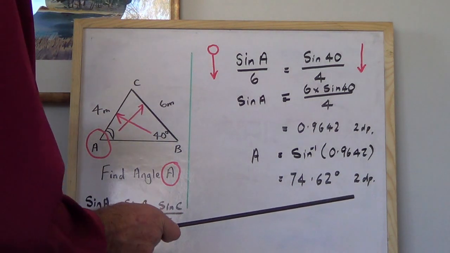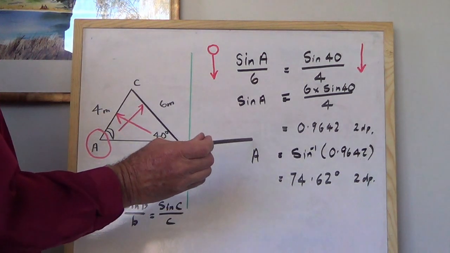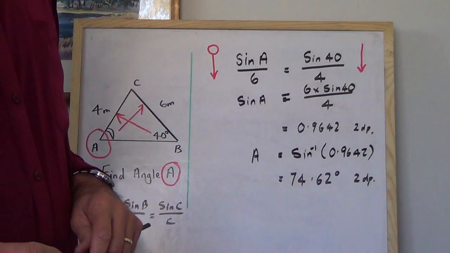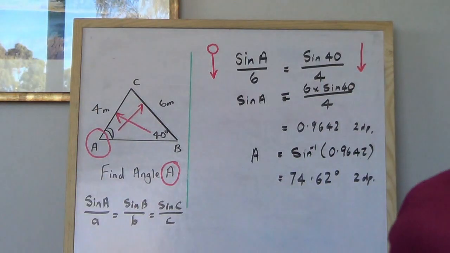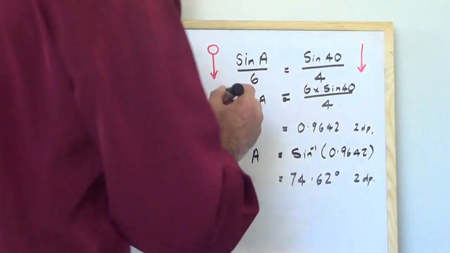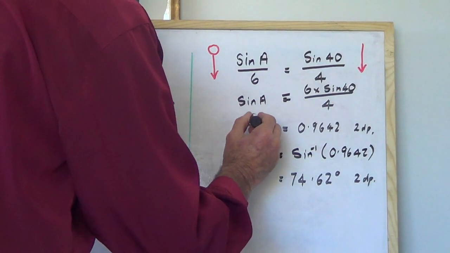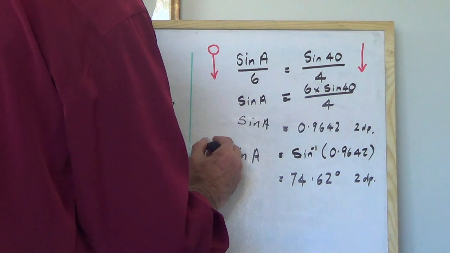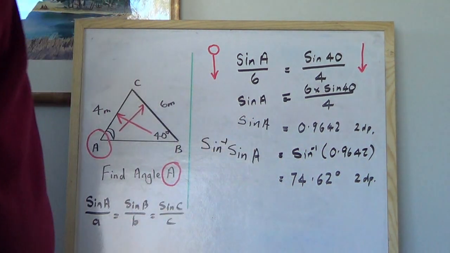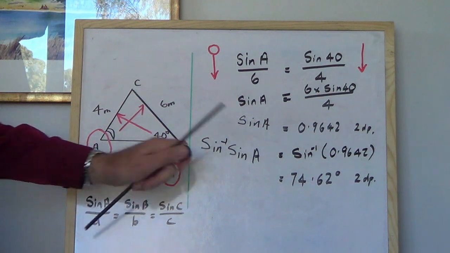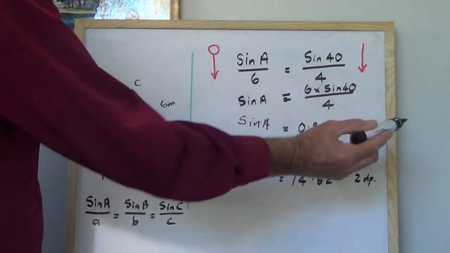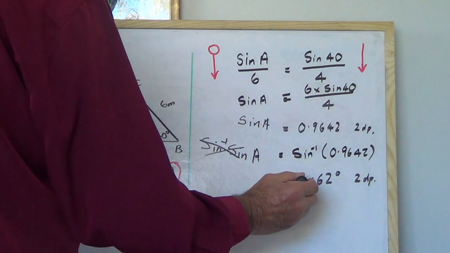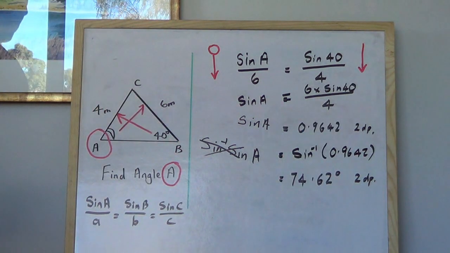To find angle A, you take the inverse sine of both sides. It might pay me to write something down there. It'll help. If I put sine A here, and then I put sine there, and inverse sine there, what happens is we do the inverse sine of sine, they vanish like that, taking the inverse sine on both sides. So angle A is equal to the inverse sine of 0.9642, which is 74.62 degrees, and we're done.